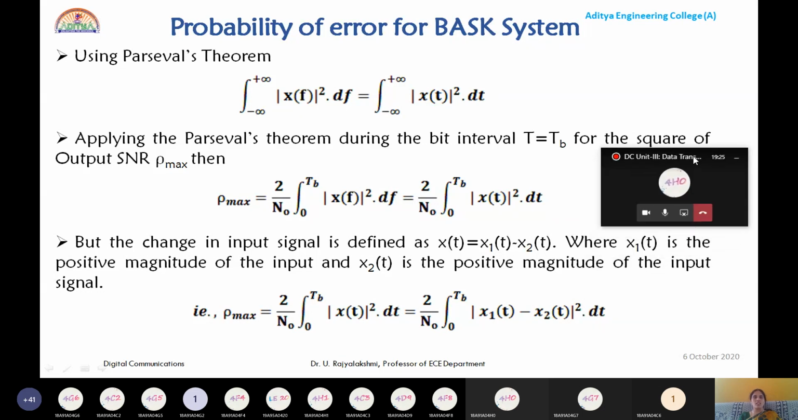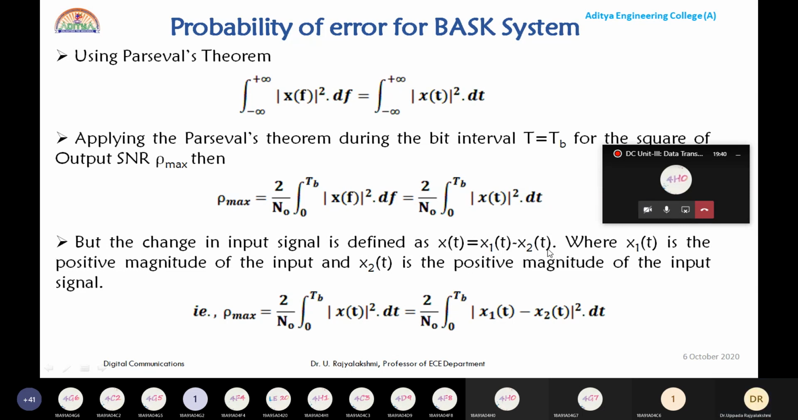We are almost following the same procedure. Now, what is x of t? X of t is the change in the input signal, which is equal to x1 of t minus x2 of t. What is x1 of t? X1 of t is the positive magnitude of the input signal, and x2 of t is the negative magnitude of the input signal.